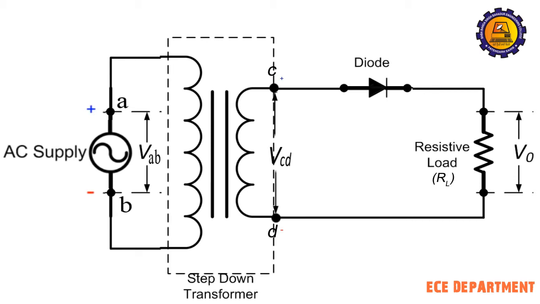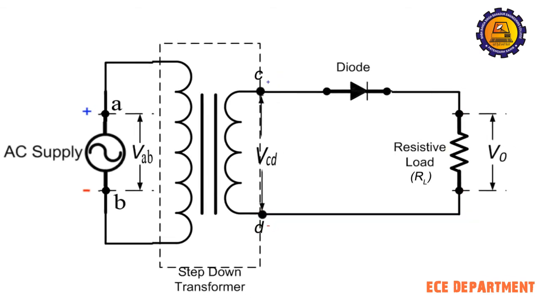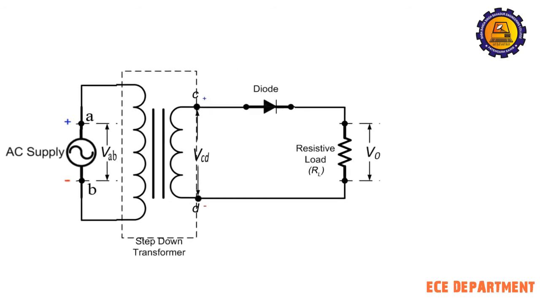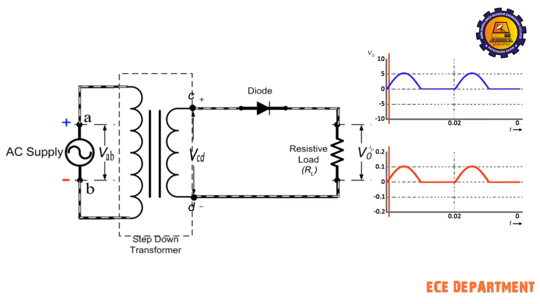During positive half cycle, the terminal C becomes positive and the terminal D is negative. Under this condition, the diode is forward biased, which we can see here. The anode is at higher potential with respect to cathode. As a result, the diode behaves like a closed switch. We have already discussed it.